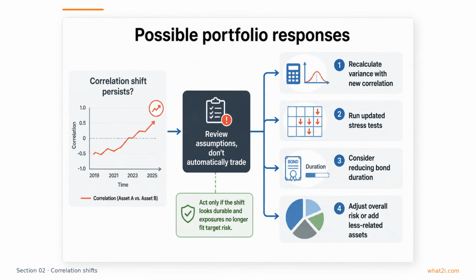When a correlation shift appears persistent, the first response should be review rather than reflex. Start by recalculating portfolio variance using the new relationship, because the risk estimate may have changed more than the weights suggest. Then update stress tests to see how the portfolio behaves if the new pattern continues. Depending on the situation, an investor might reduce bond duration, lower overall risk, or add assets with different sensitivities. But the key idea is not to trade automatically on one number. The goal is to decide whether the shift is durable enough to matter for the portfolio's actual risk profile.